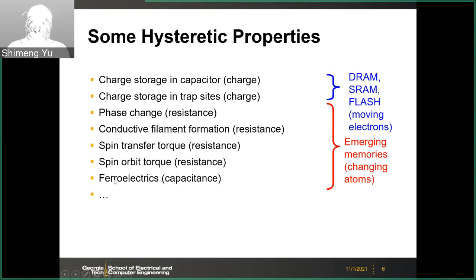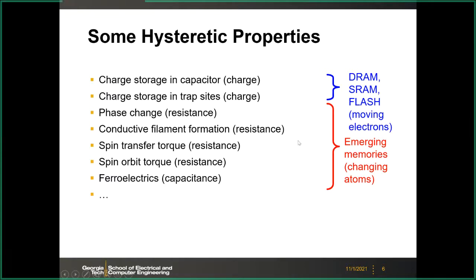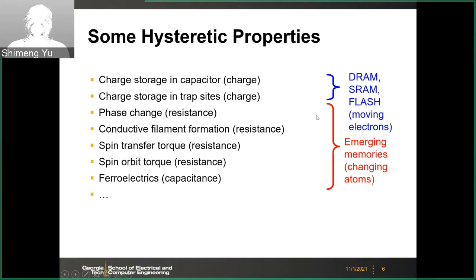And finally, there's a ferroelectric material. This relies on changing the capacitance of the state. So here we are going to discuss the following mechanisms in today's lecture and the following 3 or 4 lectures.